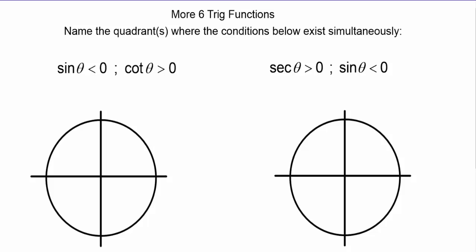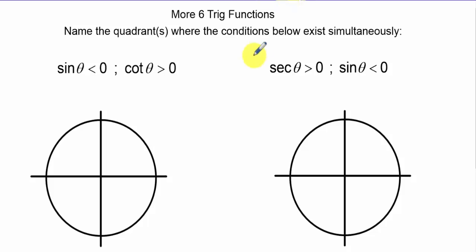We're going to continue today talking about our six trig functions and their relationship with each other and the unit circle. So let's start by doing the following. We're asked to name the quadrant or quadrants where the conditions below exist simultaneously. So let's look at this one first.